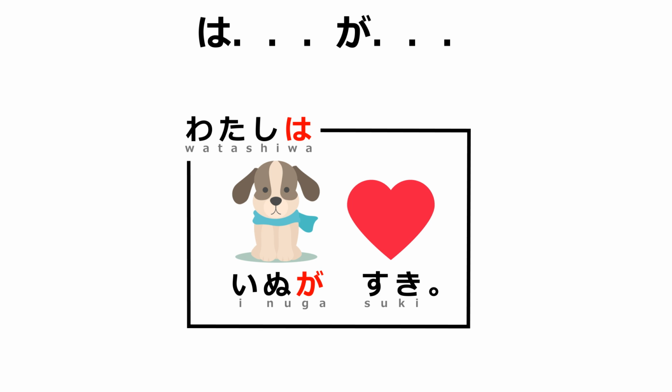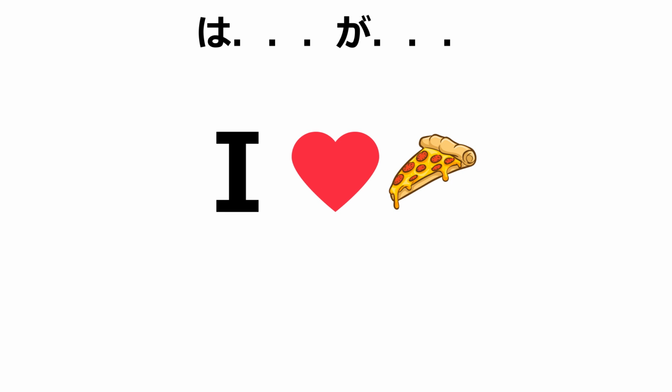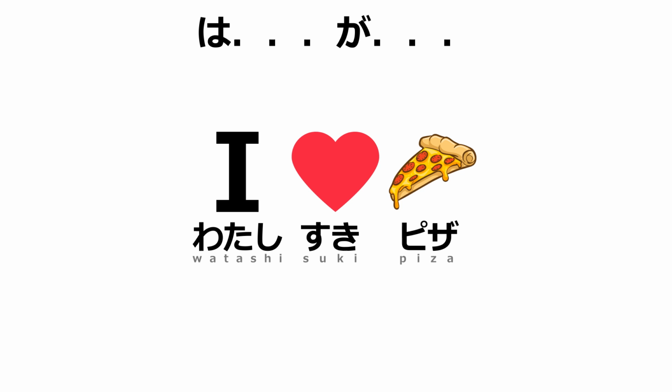This is how this structure is commonly used at the N5 level, to express preferences or what you want to do. Let's give it a try right now. Can you say, I like pizza? So quickly again, I is 私 in Japanese, liked is 好き, and pizza is ピザ. Can you use the wa, ga structure to make the sentence?